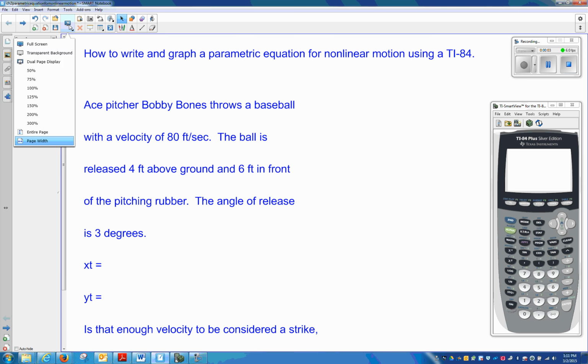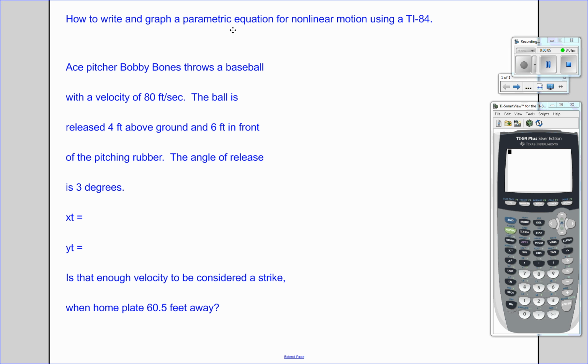Here's a video on how to write and graph a parametric equation for nonlinear motion using a TI-84. Baseball pitcher Bobby Bones throws a baseball with a velocity of 80 feet per second. The ball is released 4 feet above ground and 6 feet in front of the pitching rubber. The angle of release is 3 degrees.